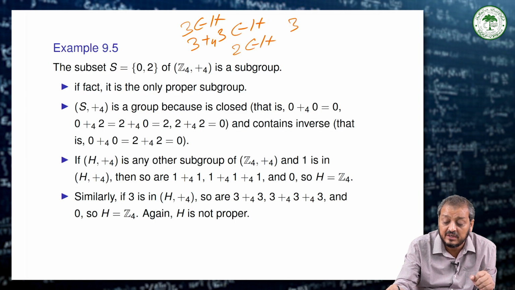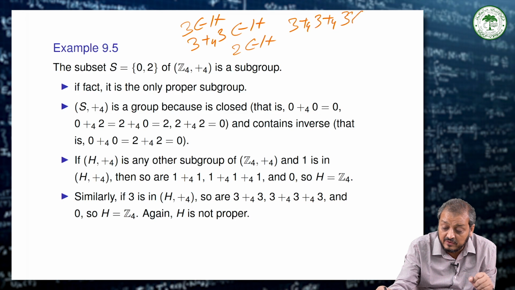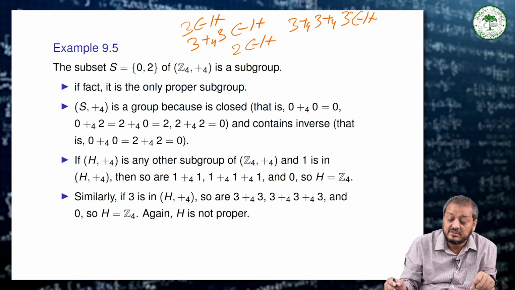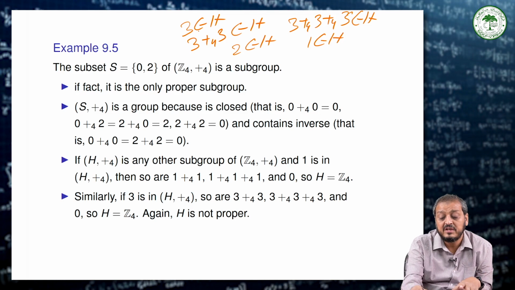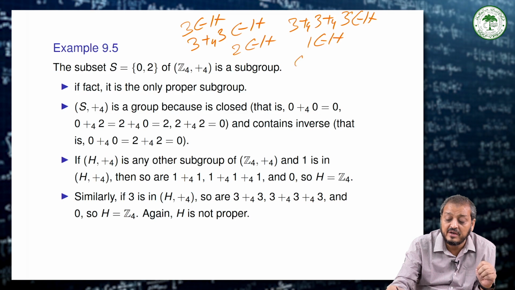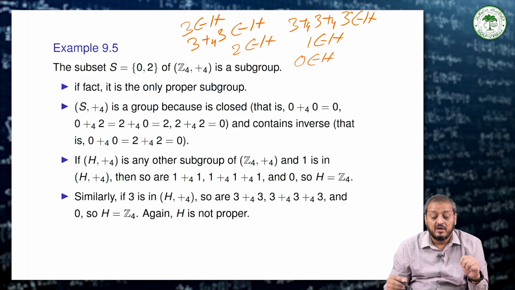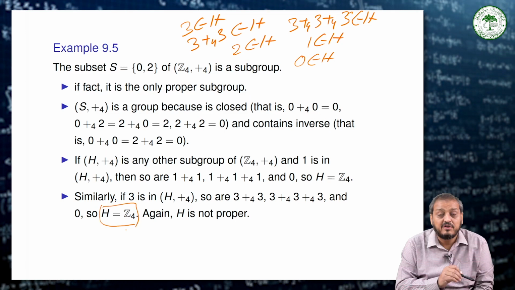and similarly, 3 addition modulo 4 with 2 gives 1, which is also a member of H. Then we have 3 in H, 2 in H, 1 in H, and the identity is also a member of H. So again we get H equal to Z4.